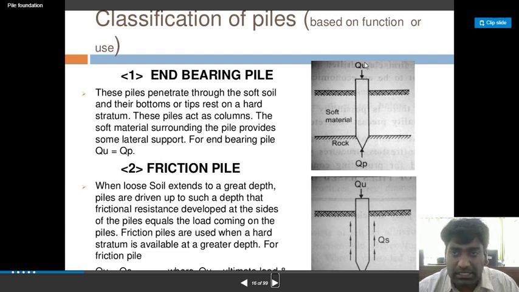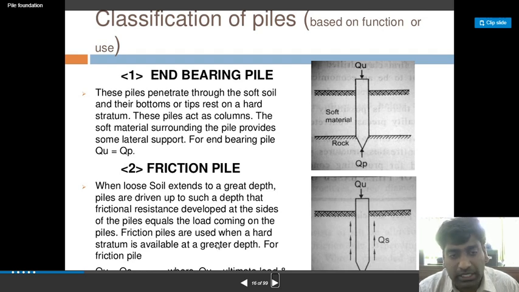In this figure you can see that the load Q of the superstructure is coming in this manner, and this soft material is providing friction to the piles. Such a pile is called a friction pile. End bearing piles are supported on rock, where QP is equal to Q. Friction piles: when loose soil extends to a great depth, piles are driven up to such a depth that the frictional resistance developed at the side of the piles equals the load coming on the piles.